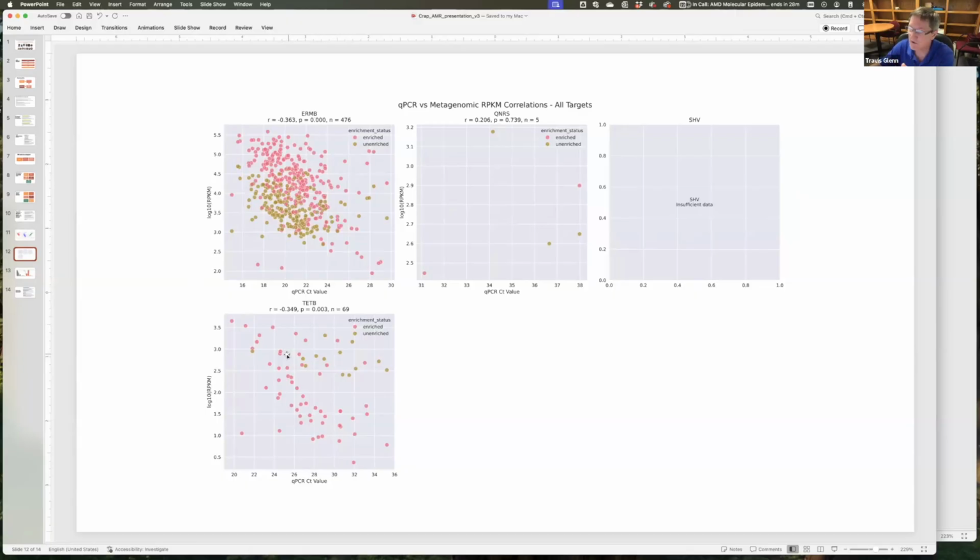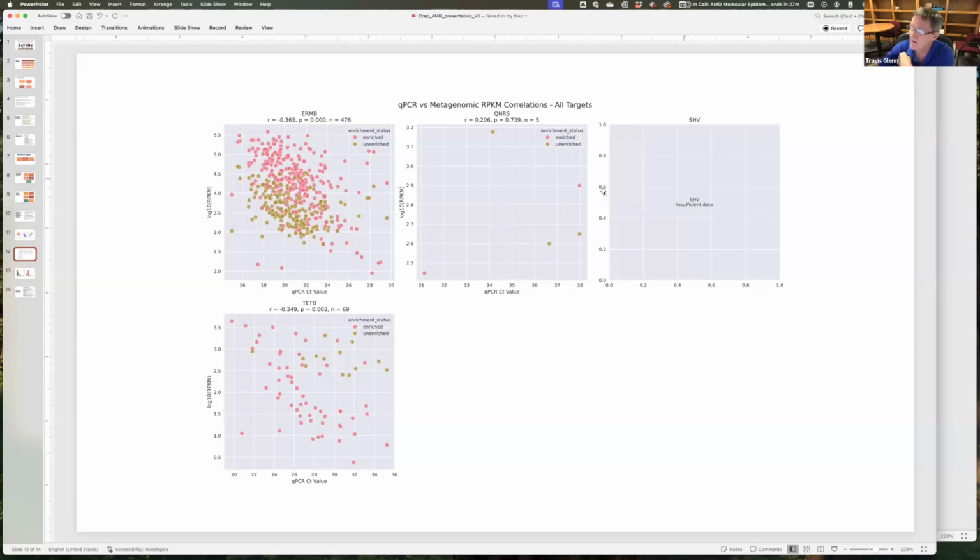TET-B is the next most common, and we have pretty good correlation with enriched data, but really poor correlation with unenriched. And that's basically because we've traversed this boundary between the unenriched having sufficient count numbers that we have a reasonable number of observations. So we need to do that enrichment to actually get enough counts to start doing those correlations.